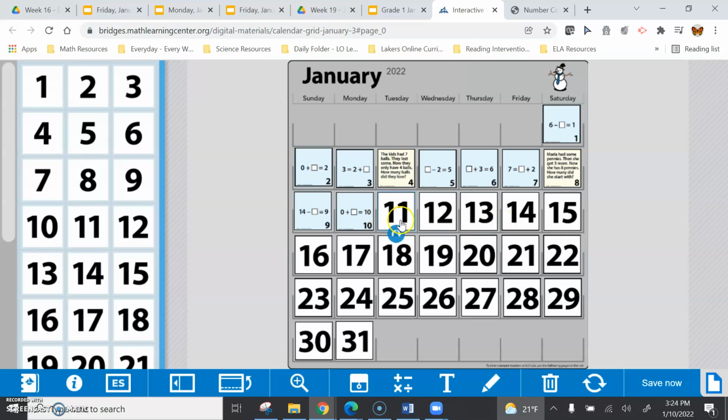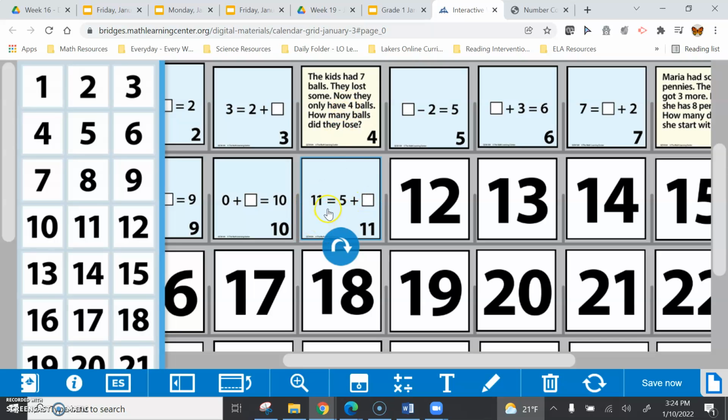Let's see what's on today's card. Wow. Today we have a math equation that says 11 is equal to 5 plus something else. And we've talked about whatever we have on this side of the equal sign must be equal to whatever is on the other side of the equal sign. So if we have 11 on this side, what two numbers can we add together to make the number 11? Are you thinking what I'm thinking?